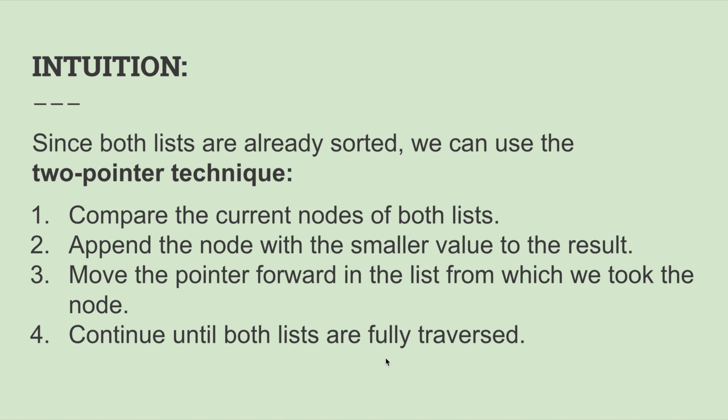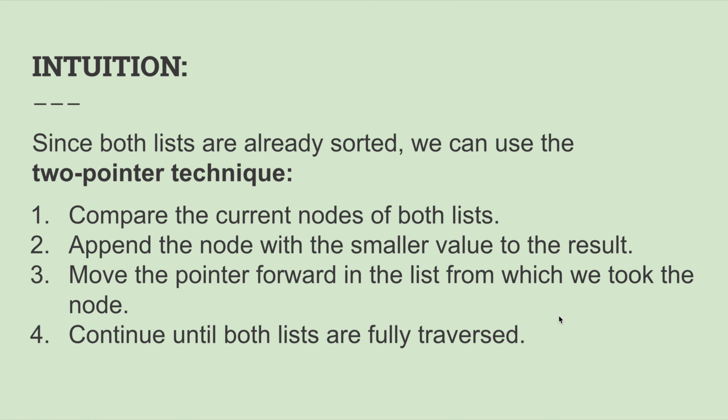Then further, we'll move the pointer in the list from which we took the node. Once we have compared and chosen the smaller value for the result, we'll move the pointer forward in the list from which we took the node, and continue until both lists are fully traversed, right? So it's easy, right?